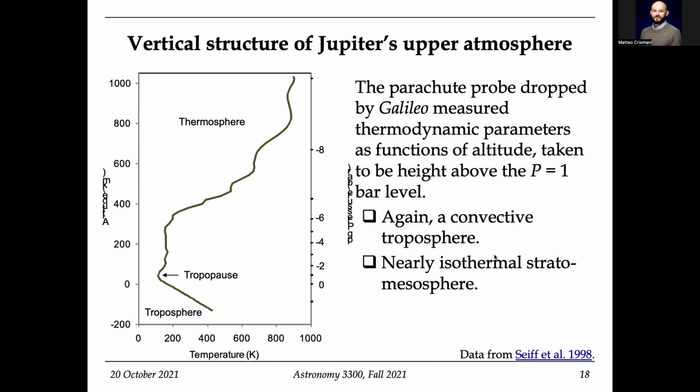Okay. Convective troposphere, and then you have an isothermal stratosphere, and then it gets hot and heads off into the thermosphere. Did you know how we got those? Remember? About the probe called Galileo.